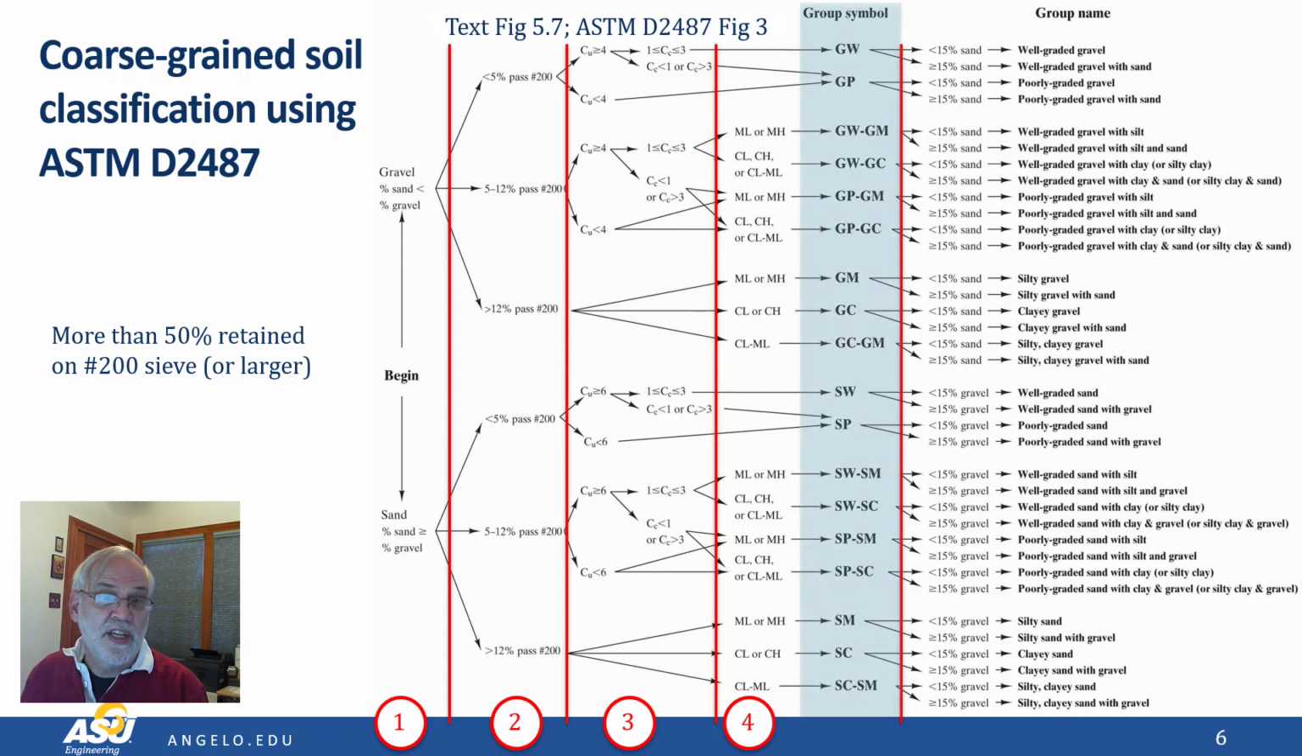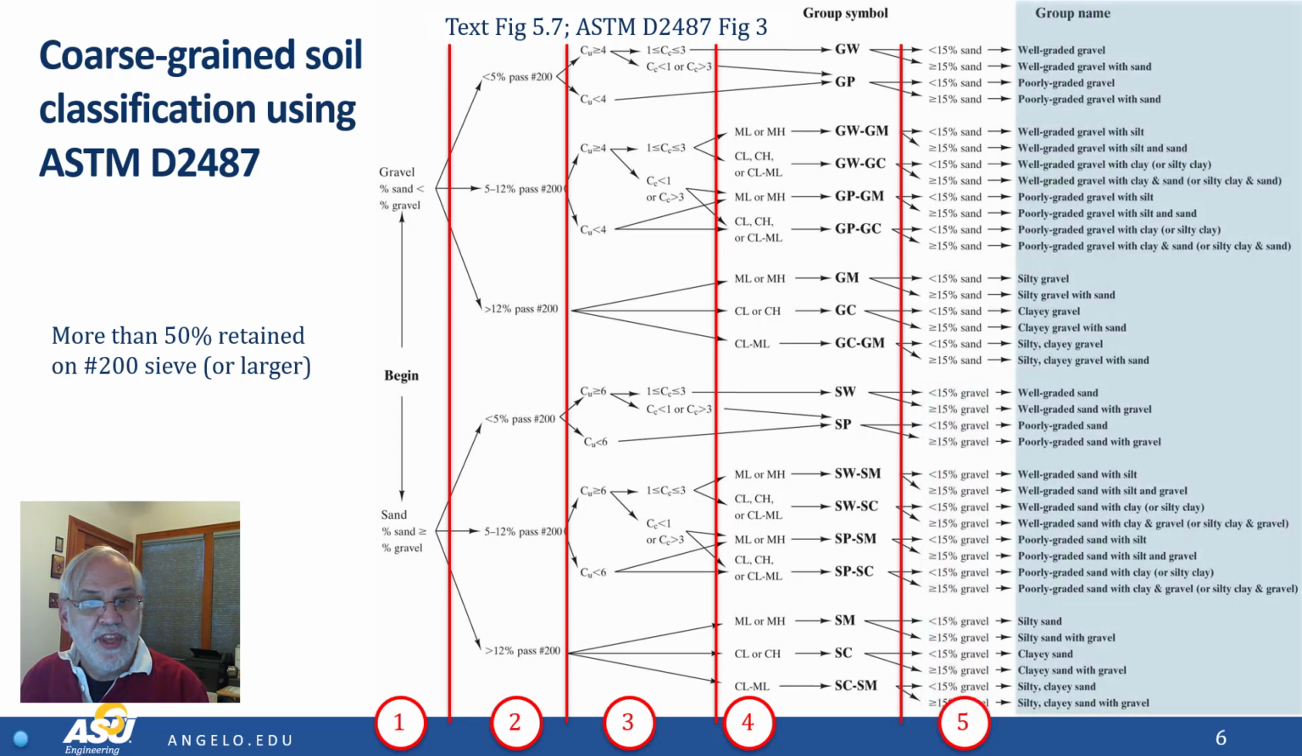Once we've completed this step, we can determine the soil's group symbol. The final step is to look at the percent sand if the soil is a gravel, or the percent gravel if the soil is a sand. This will allow us to give the soil its complete and official group name. If you think about breaking the chart down into these 5 steps, it's really not that complicated.